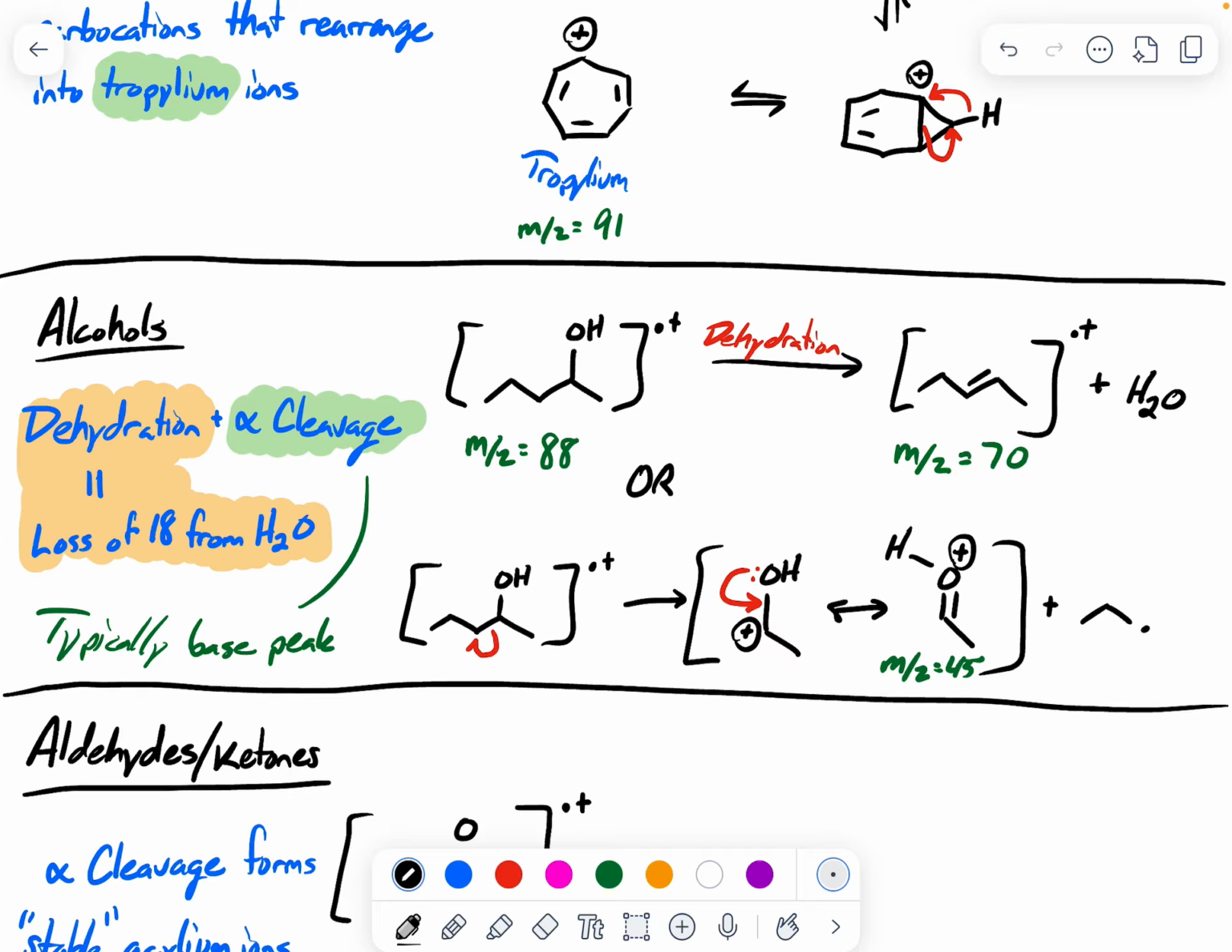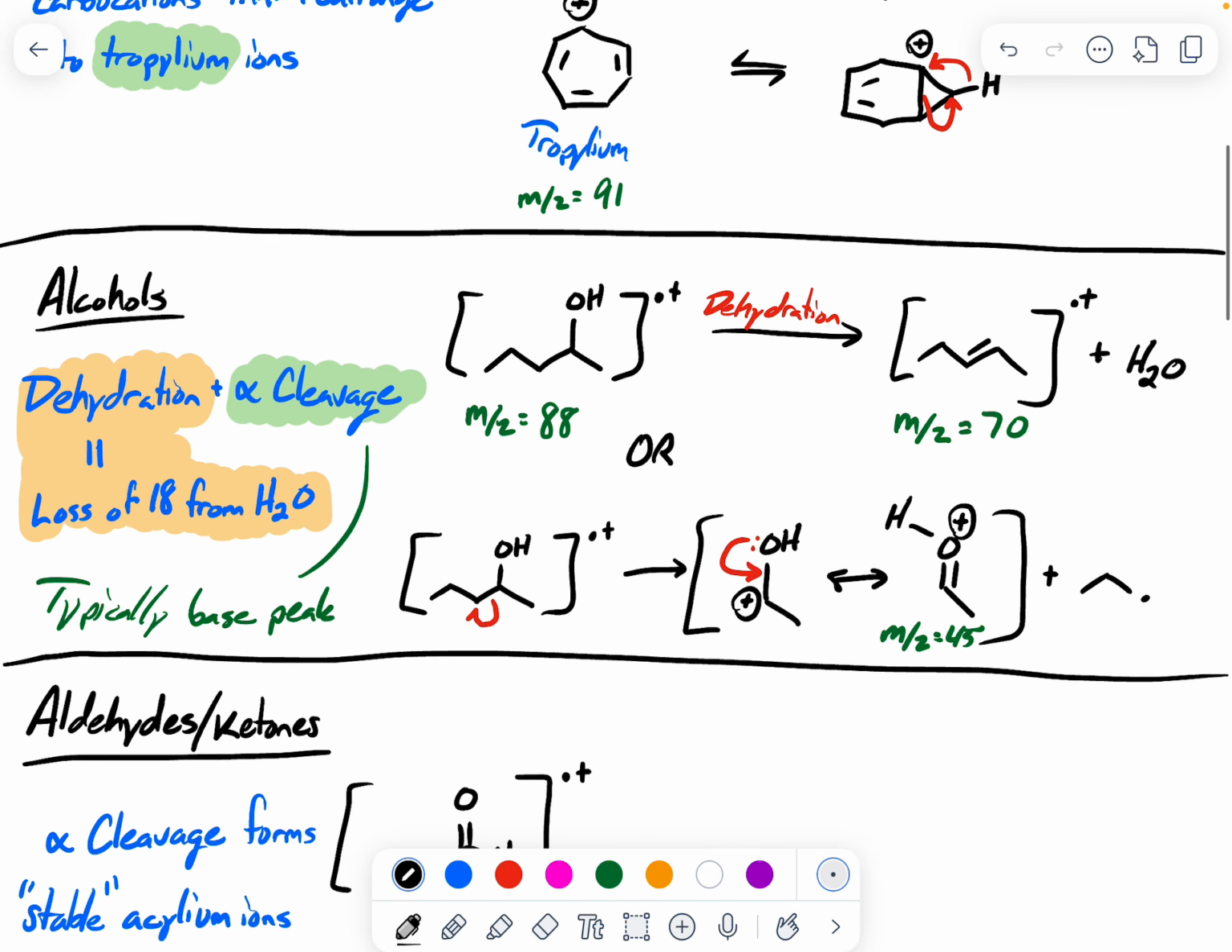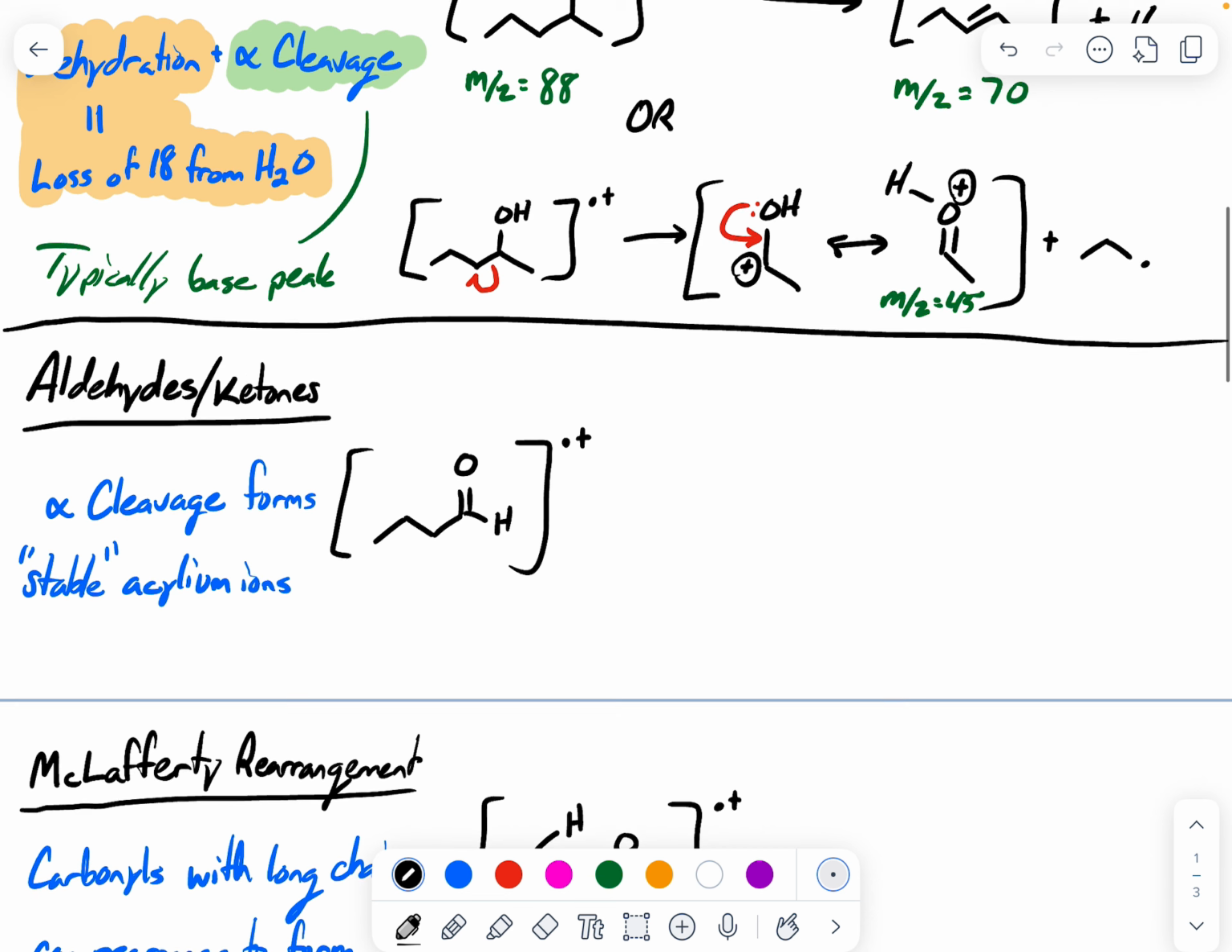And the reason this is typically the base peak is for exactly what we were talking about, right? Fulfilling octets in a resonance form is much better than leaving something without an octet. So whenever you look at alcohols, you're typically going to see that formation of those carbonyl type compounds. Now, to talk about actual carbonyls, aldehydes and ketones, they operate very similarly to alcohols in some ways. One of those ways being the idea of they also do alpha cleavage.